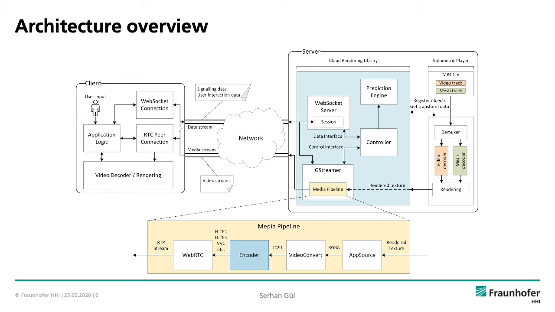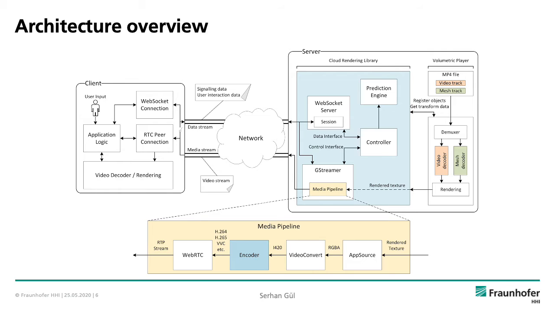So let's take a look at the components of our system architecture in more detail. On the cloud server side, we have two main building blocks: a volumetric video player and the cloud rendering library. The volumetric video player is a Unity application that plays the volumetric asset by demultiplexing the MP4 file and pushing the data into the integrated mesh and video decoders, and then does the rendering. The cloud rendering library is basically an SDK that we wrote in C++ and integrated into the volumetric player as a native Unity plugin. It has many different components like a WebSocket server, GStreamer media pipeline, a prediction engine, and a controller.